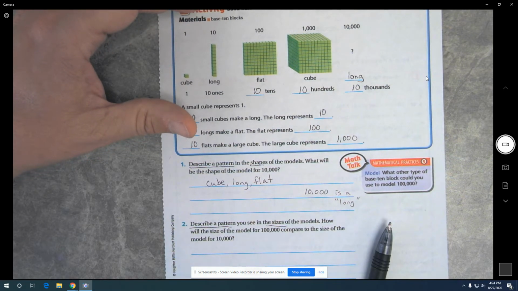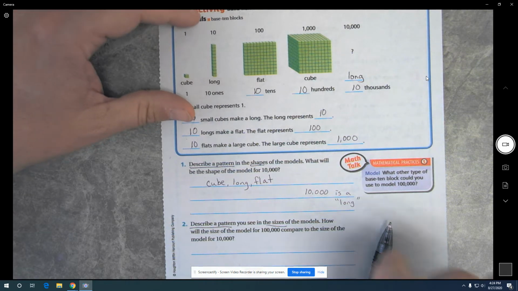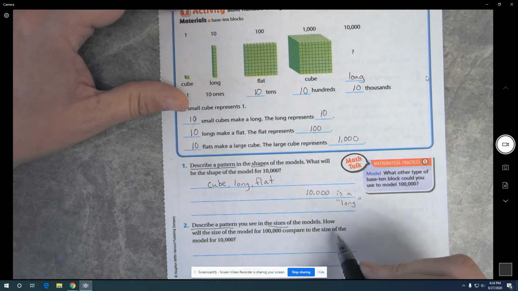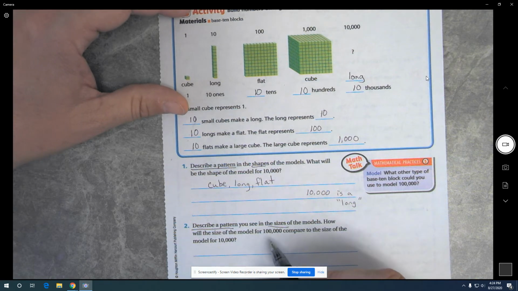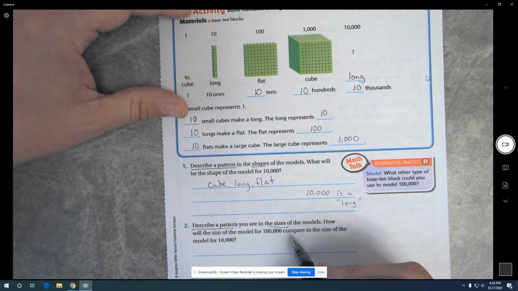So how will the size of the model for 100,000? See, I told you there's going to be mistakes because my phone is ringing right in the middle of this. Life happens, guys.